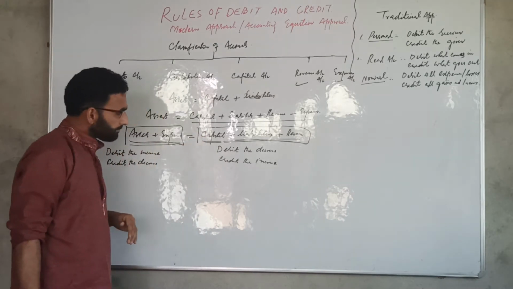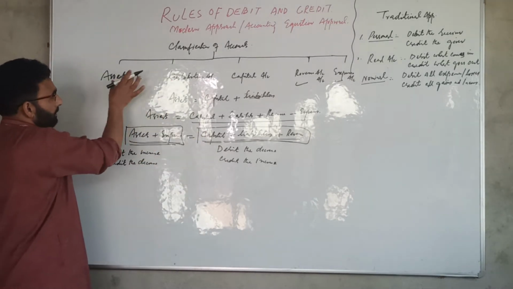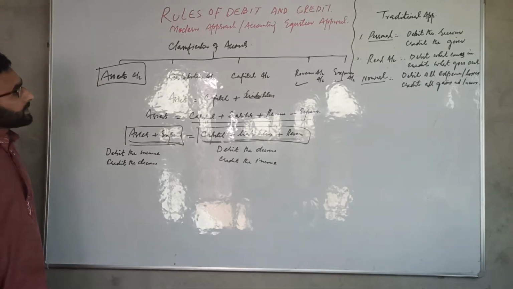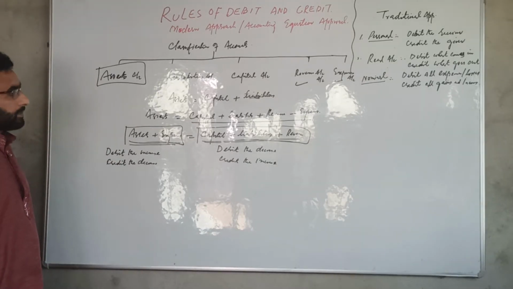Now one by one we will explain these terms: assets account, liabilities account, capital account, revenue account, and expenses account.